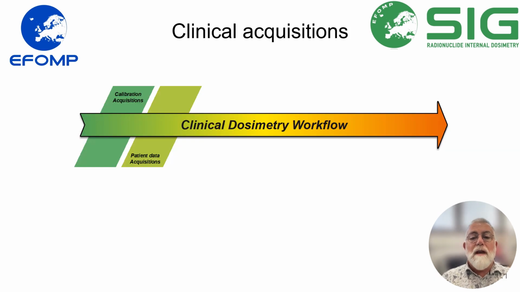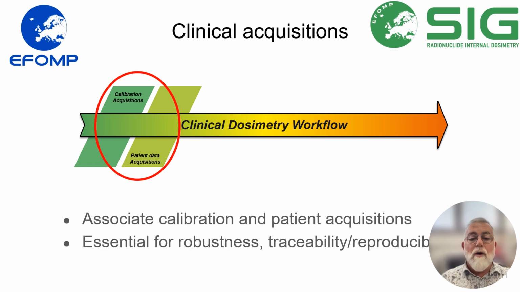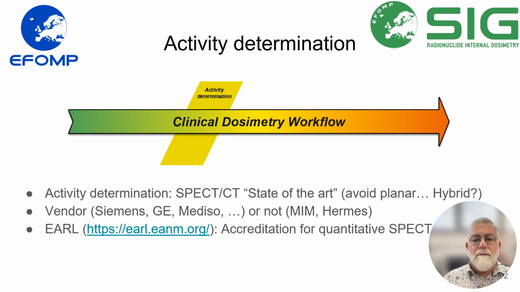So we have calibration acquisition, we have patient data acquisition. As I said, I will urge you to do the calibration and patient acquisition in the same way, because it's good for robustness, traceability, reproducibility. So design the same operating procedure for both calibration and patient data acquisition. Then, activity determination. That really depends on the type of acquisition.